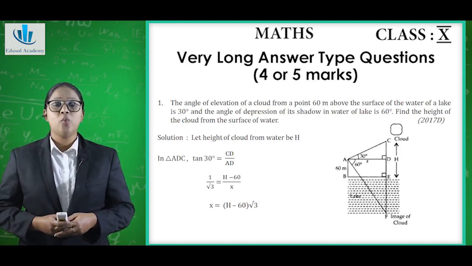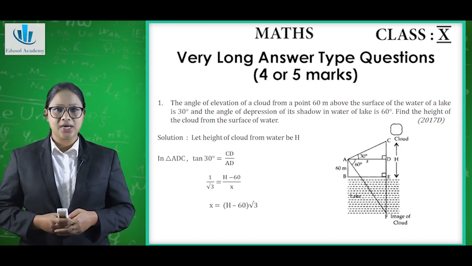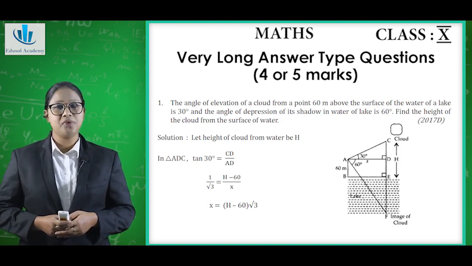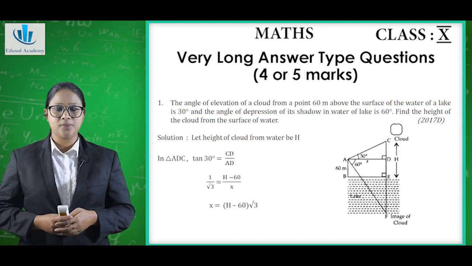We shall discuss very long answer type questions now. They usually carry 4 or 5 marks. Now the first question, the angle of elevation of a cloud from a point 60 meter above the surface of the water of a lake is 30 degree and the angle of depression of its shadow in water is 60 degree. Find height of the cloud from the surface of the water.